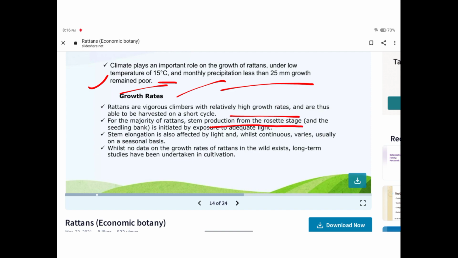Stem production from a rosette stage. I would say the rosette kind of arrangement is also shown in cauliflower, because the leaves cover each other and they form a ball. Can you see? Let me make it better.